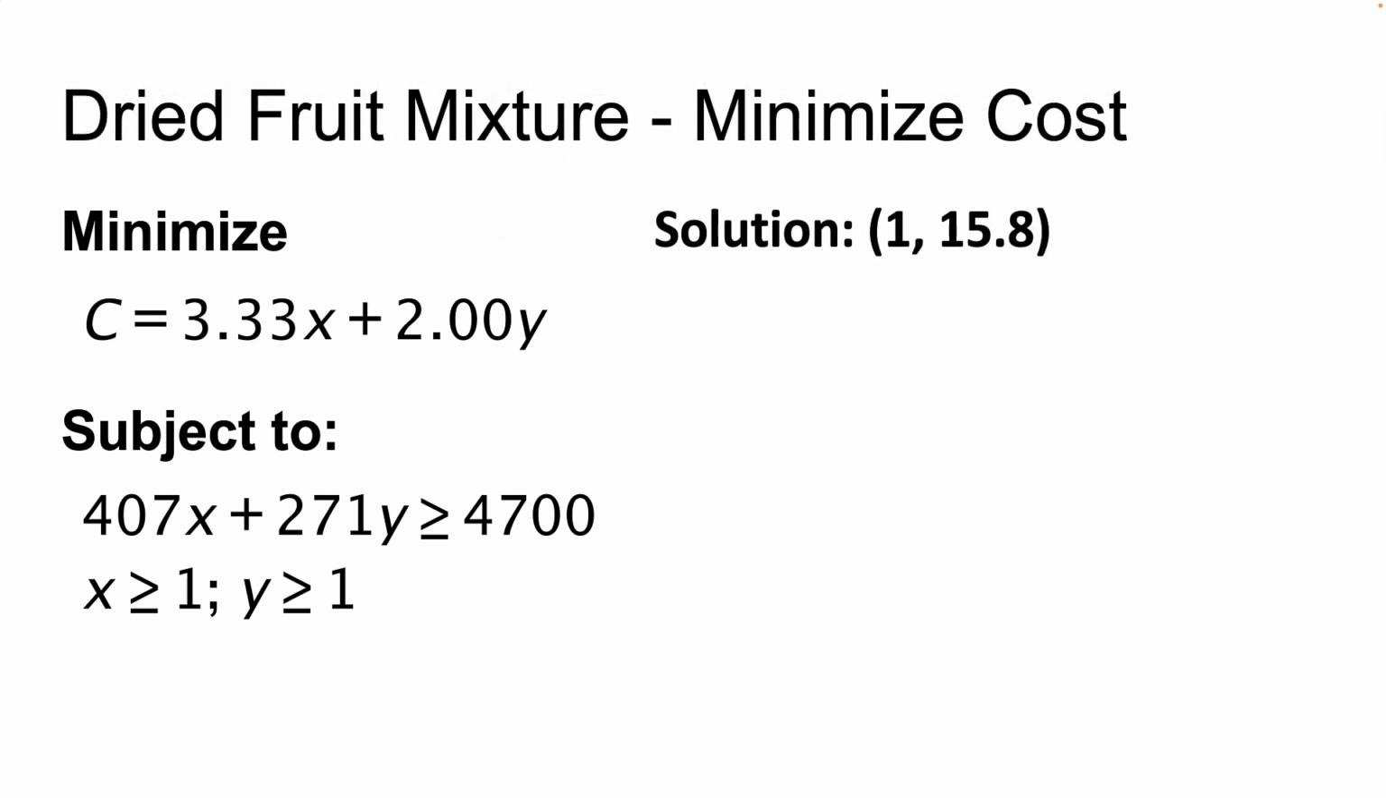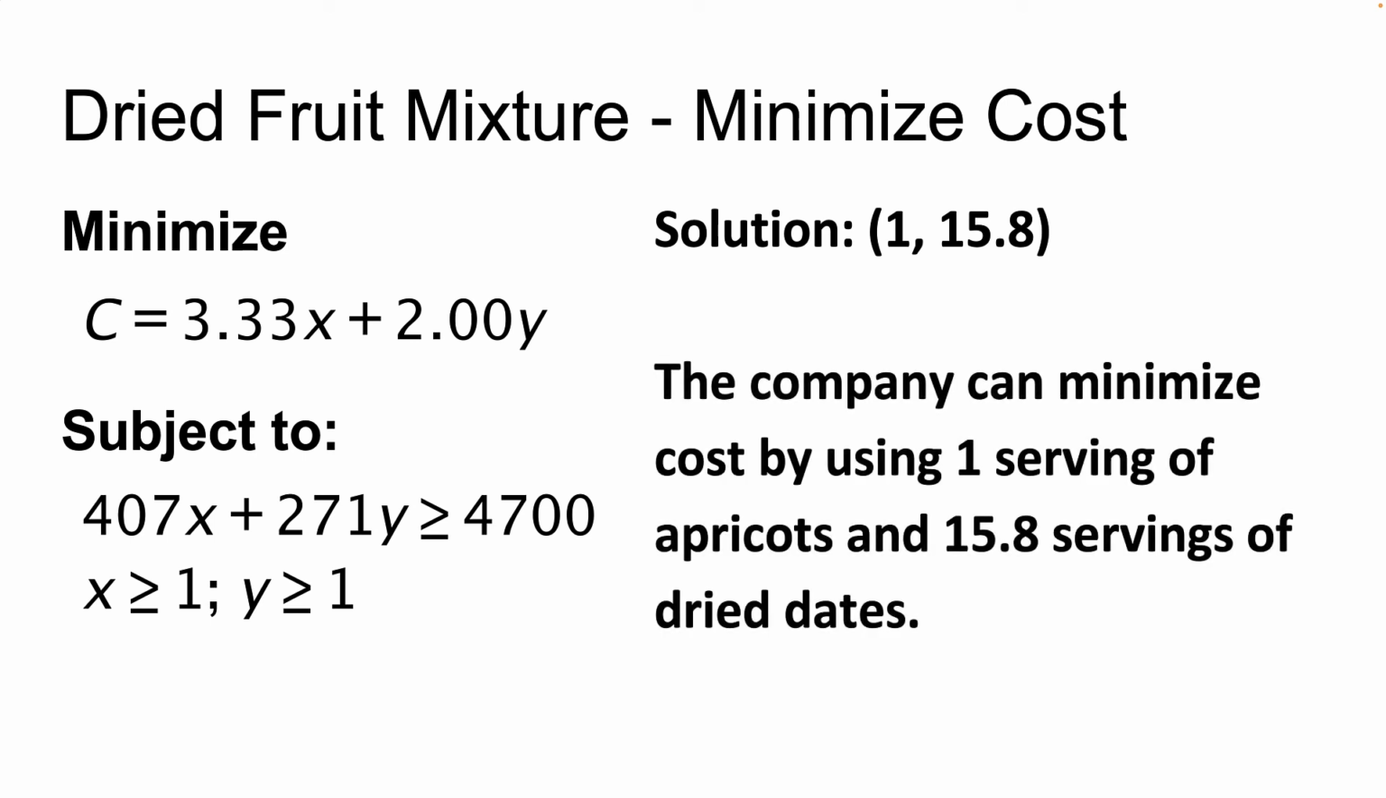So our solution would be the coordinate point (1, 15.8), which tells us that the company can minimize cost by using 1 serving of apricots and 15.8 servings of dried dates. This answer tells us that cost is minimized when the bars are pretty much all dried dates. However, because they have the added constraint that there must be 1 serving of each fruit, they can say that there is definitely 1 serving of apricots in the bars.